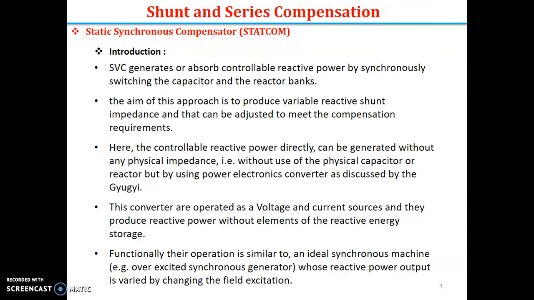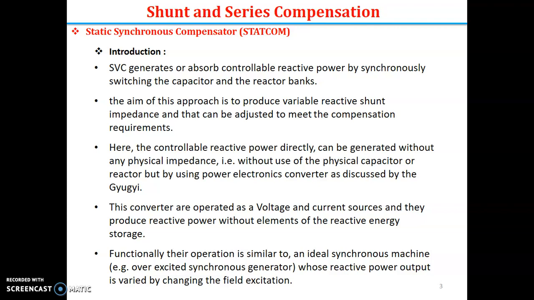meet the compensating requirement. Now you know that P is equal to EV by X into sin delta, that is sending end voltage into receiving end voltage divided by line reactance multiplied by sin of delta angle. So we generally change the value of X to change the power handling capability P max. So that was in the SVC.